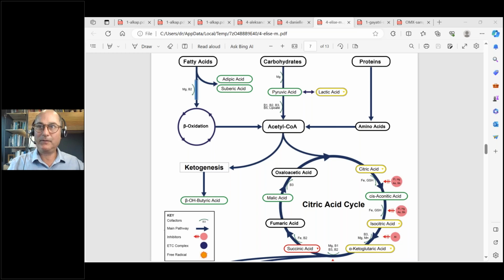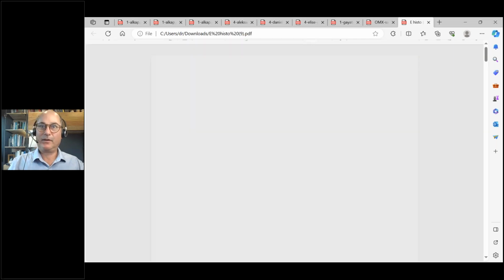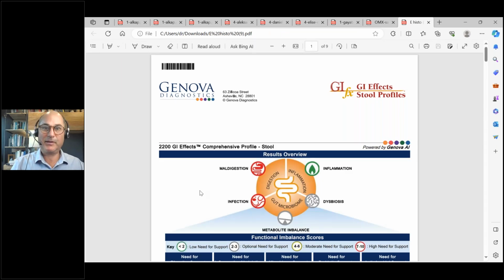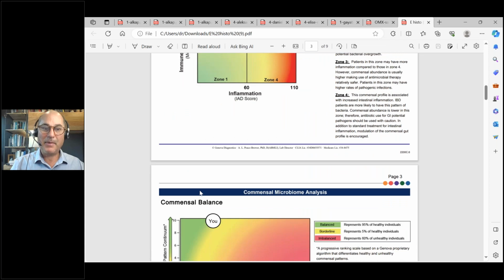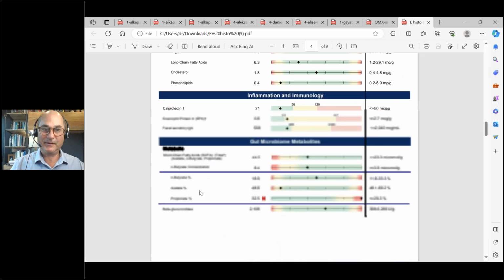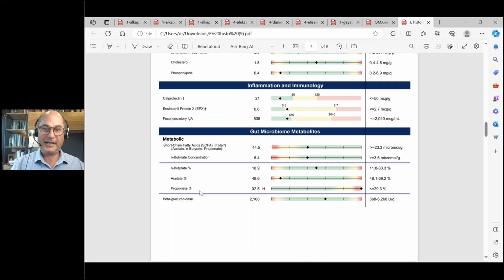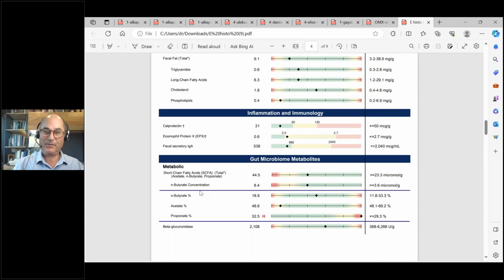So now we have a second phase here. We talked a lot about these polyphenol markers. That should be kind of drilled into your brain by now. But now we want to look at the commensal bacteria and the short chain fatty acids. So this is a GI effects test from Genova. And you can see quite clearly here, they measure this. This is not really too difficult. Short chain fatty acids. If these are low, then you have a problem with the good bacteria.